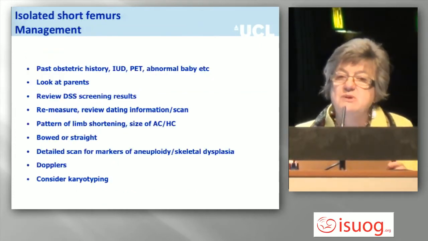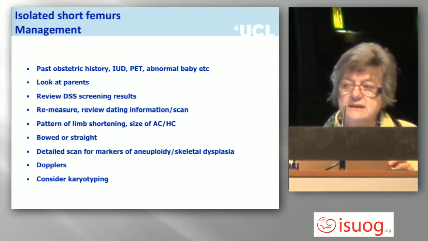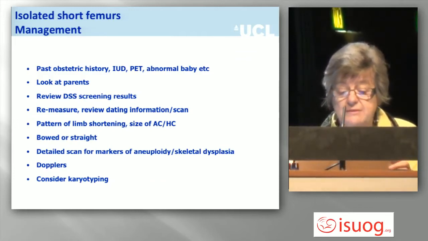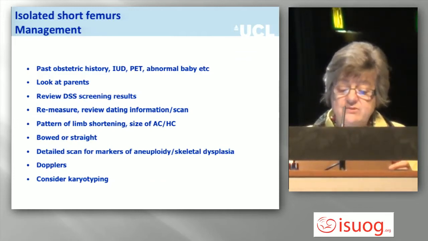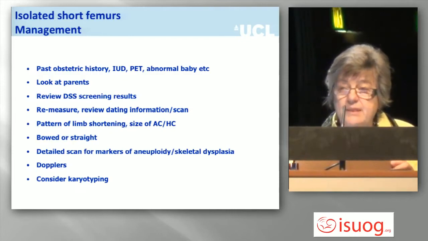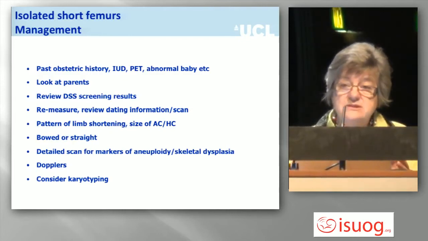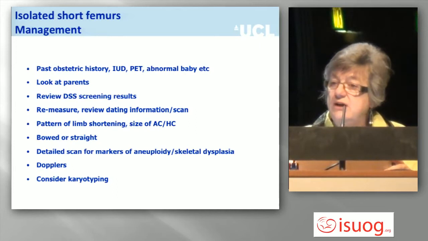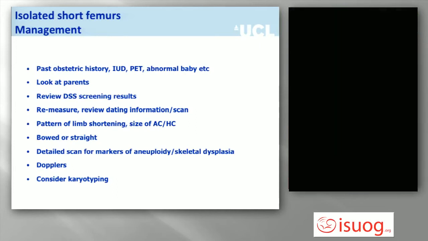And so the management, when you're looking at babies in the second trimester, and I'll be reiterating this for the third trimester as well, with apparently isolated short femurs or short limbs, is to take a careful family history to exclude a history of intrauterine deaths, preeclampsia, or a previous abnormal baby, to look at the parents to exclude constitutional short stature, and to review the Down syndrome screening results, because that may well give you a clue, if the biochemistry is abnormal, towards the underlying potential IUGR.